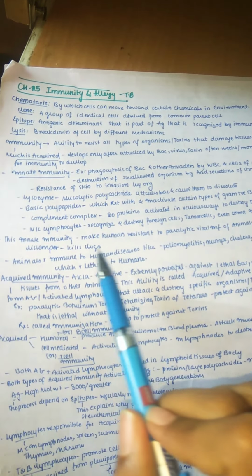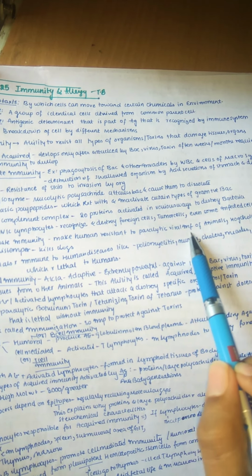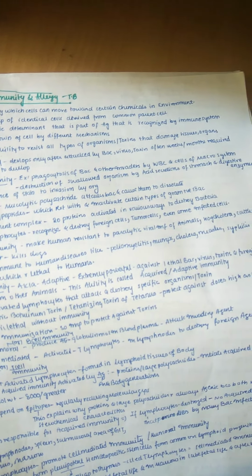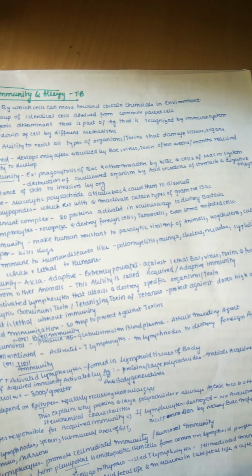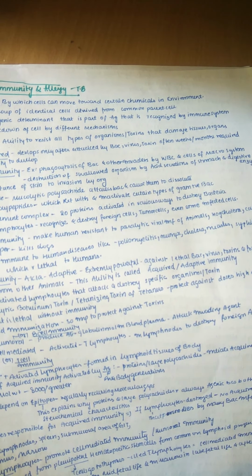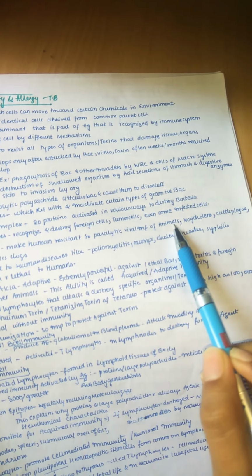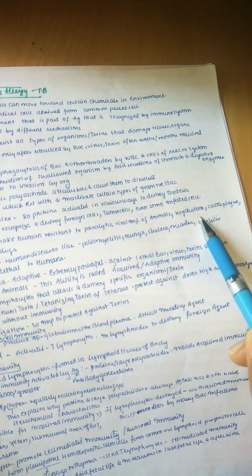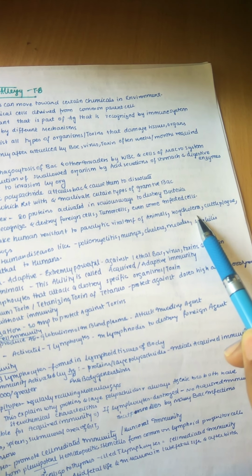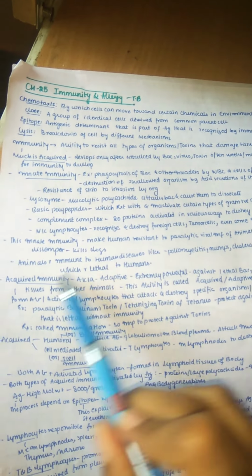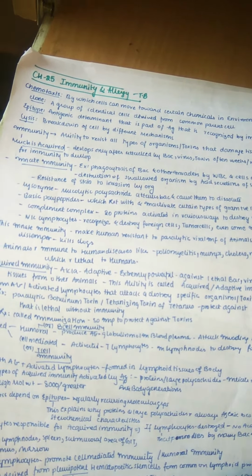And this innate immunity makes humans resistant to paralytic viral infections, meaning viral infections which cause paralysis. All those kinds of infections are resisted mainly because of innate immunity. The same goes for animal diseases like hog cholera, cattle plague, and distemper. Usually the distemper virus kills dogs. For all these kinds of diseases, we are resistant only because of innate immunity.